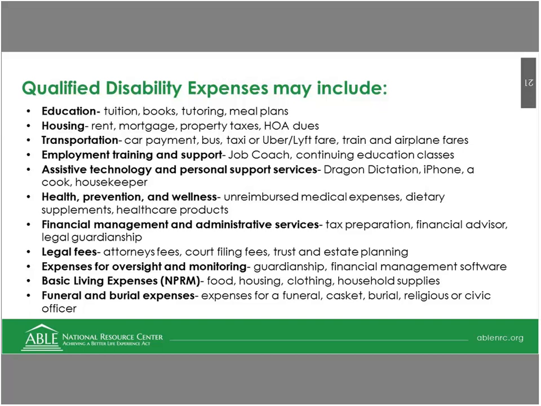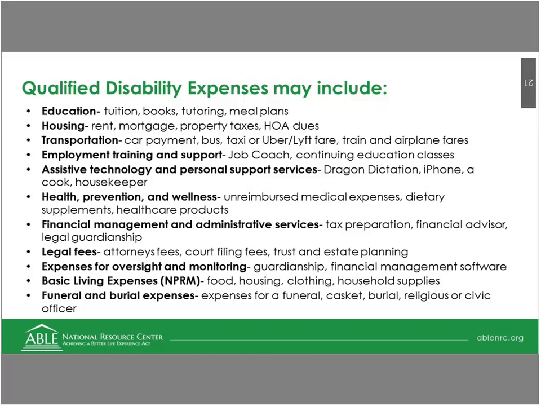Congress has said education. That might include tuition, books, tutoring, meal plans. Housing could include rent, mortgage, property taxes, HOA dues. Transportation could include car payments, bus, taxis, Ubers, Lyft fares, trains, airplane fares. Employment, training, and support. This is a big one. That could include job coaching, continuing education classes, and so forth.